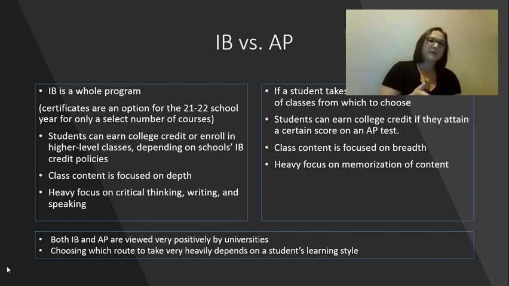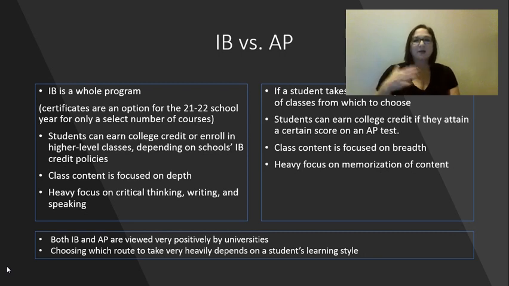So going back to IB, students can earn college credit or enroll in higher level classes once they get to college, depending on that particular school's IB credit policies. For AP, it's a little bit more standardized, where colleges will offer credit if they attain a certain score on an AP test. For IB, class content is focused on depth, and for AP, class content is focused on breadth. So more content as opposed to less content and going deeper into that content.